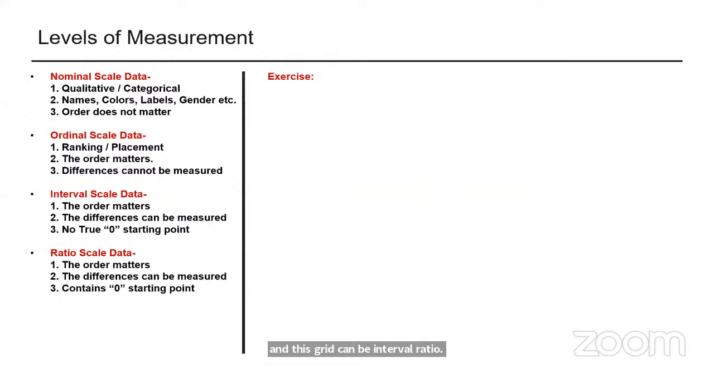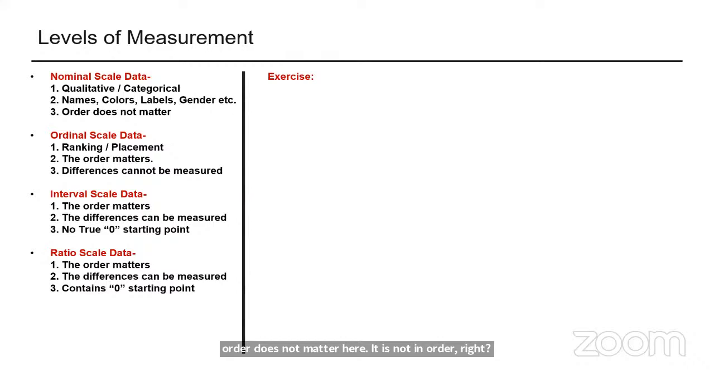Discrete can be interval and ratio, and continuous can again be interval and ratio. Nominal data is qualitative and categorical. Examples are color, country, labels, gender. All these are categorical data. Order does not matter here; it is not in order. If you say male, female, it is categorical data, and there is no order in it.